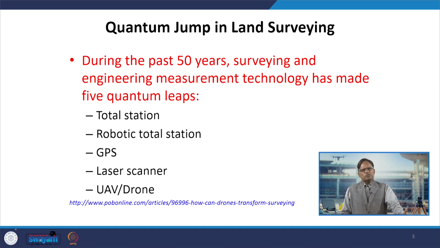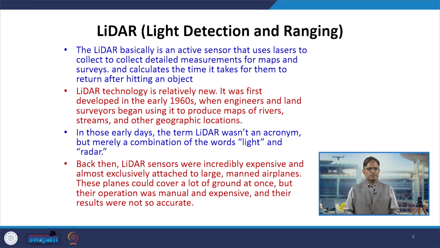There is a quantum jump in land surveying if we see how this surveying technology has developed over the last 50 years. So, we had in the electronic age the total station, then the robotic total station came, afterward the global positioning system, and then we had the laser scanner. Different types of laser scanners were available which were used for surveying and mapping purposes, and then we had the drone systems which can carry all these laser based devices.